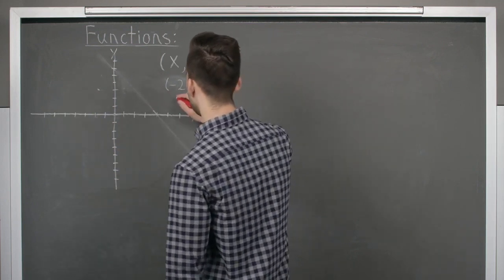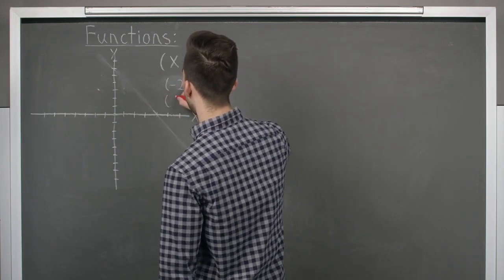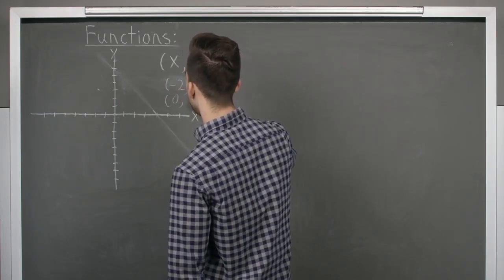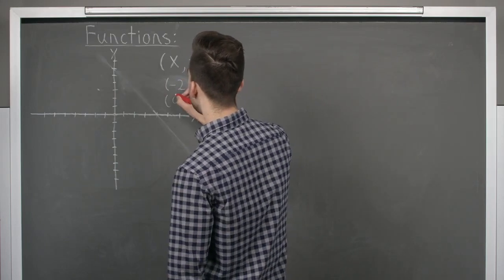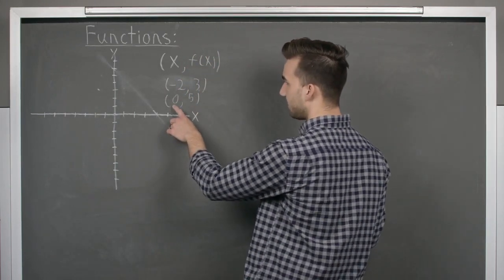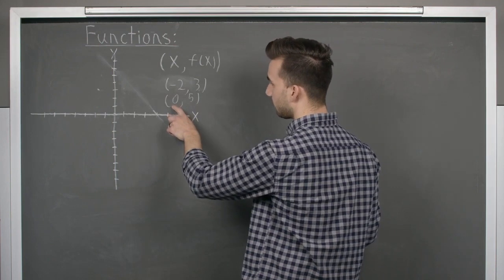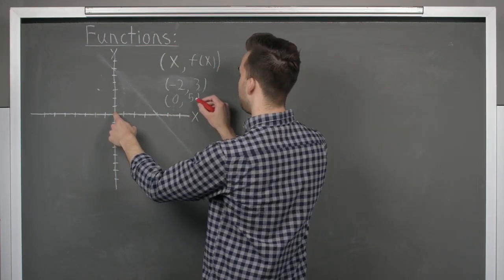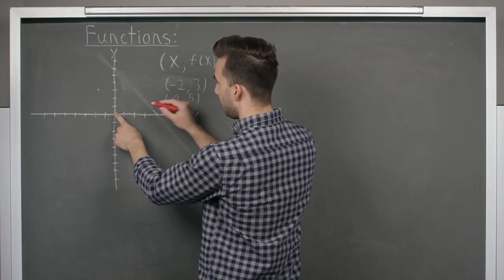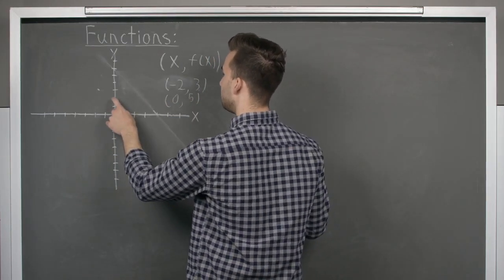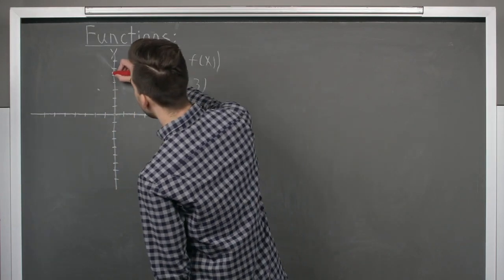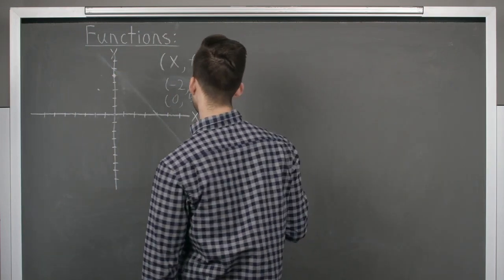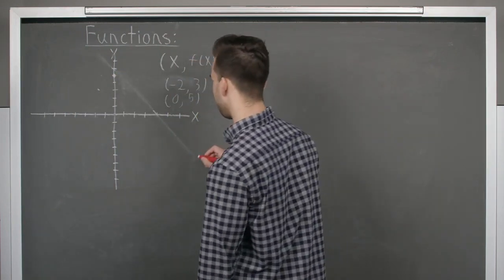Let's do another one. Let's say we wanted to do 0, 5. So what this means is our x component is 0, so we can just stay at x equals 0, and then we need to count up 5 on the y-axis. So 1, 2, 3, 4, 5. So that's the point 0, 5. Okay, let's do a couple more points just to get a feel.